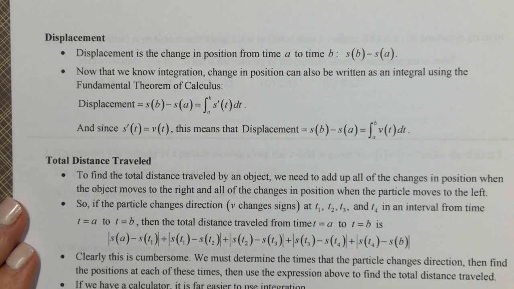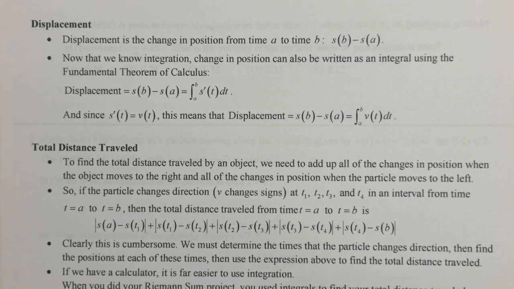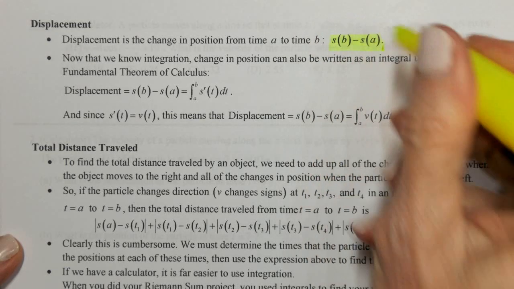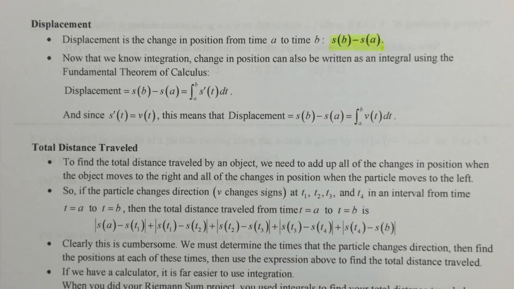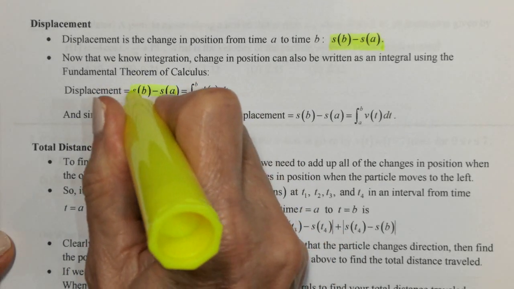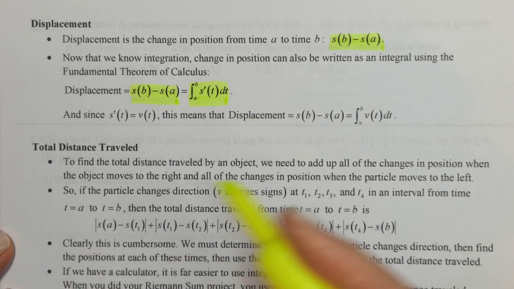Next up, displacement. All of this is a review from last time so far. Displacement is the change in position. So position at our ending time minus position at our beginning time. Now that we know integration, change in position can also be written as an integral using the fundamental theorem of calculus. Change in position is this integral. It's the integral of s prime.